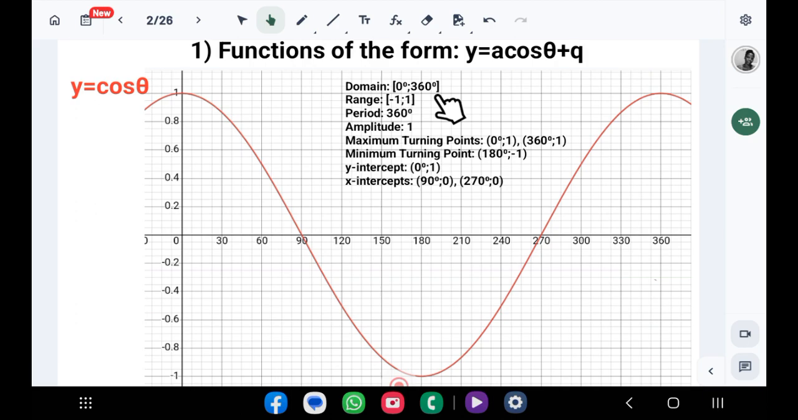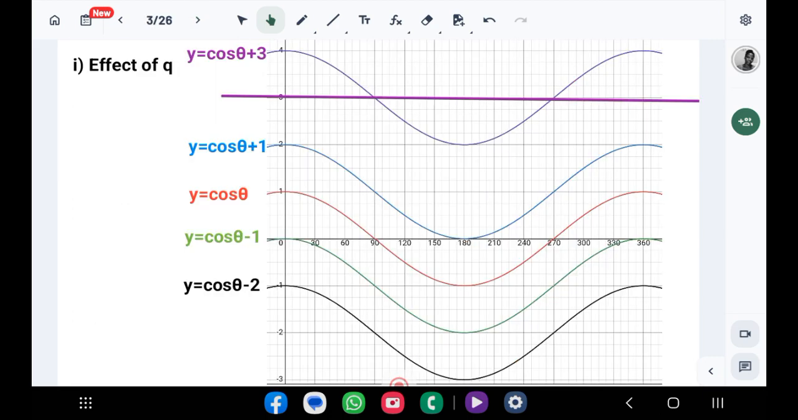Remember, the domain is a list of all those x values, in this case theta values, that are valid and defined in the function. And the range is a list of all possible y values that are applicable for this function. Notice that the minimum y value is negative 1 and the maximum is 1. So the range goes from the minimum point to the maximum point of y values, and that's between negative 1 and 1. Now let's look at the more general form and how the q affects it.